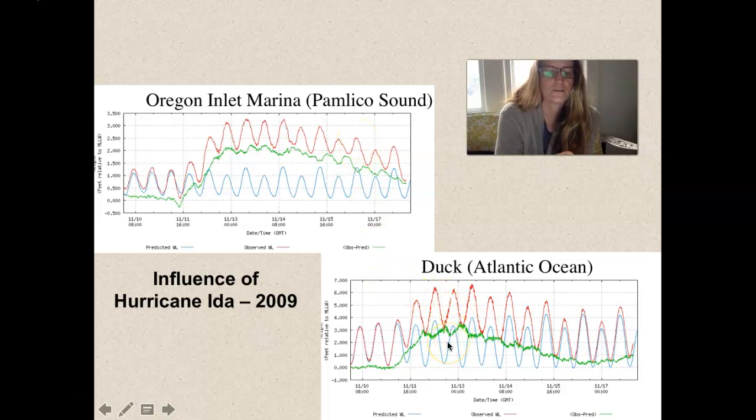Here it is also that same hurricane in the Atlantic, over on the Atlantic side, not the Sound side, and the effect of the hurricane coming through and changing the tides. But the blue is the normal tidal tides.